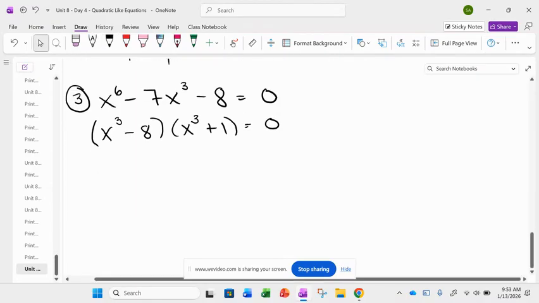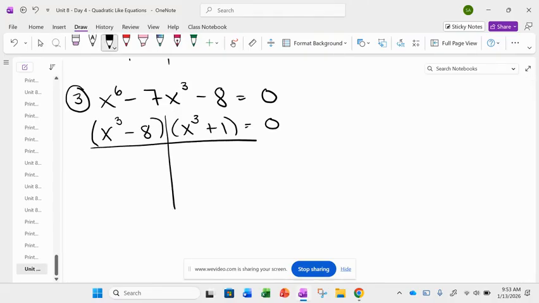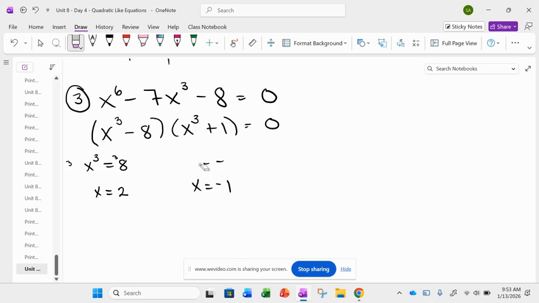Now, if you went straight to solving here and said x to the third equals 8 and x to the third equals -1, and then you cube root both sides, you would have gotten x is equal to 2 and x is equal to -1. How many solutions is that? Only 2. What does that tell you? We did something wrong here. This is not how I should have done it. So then we erase and we go back.